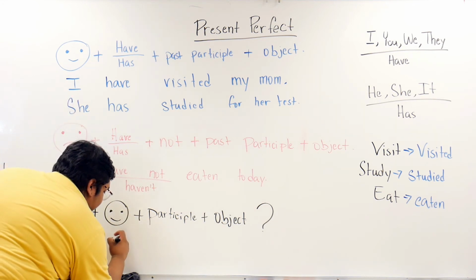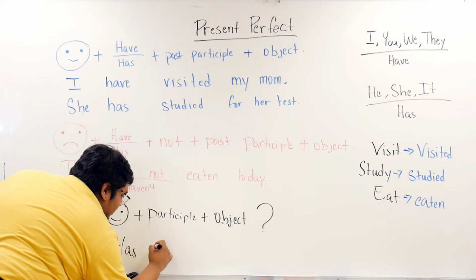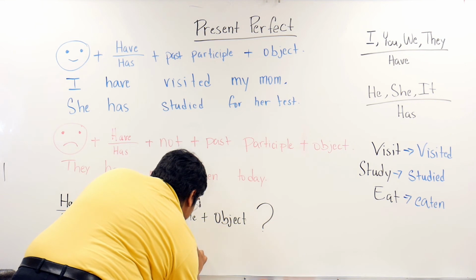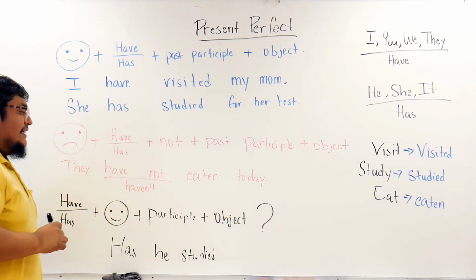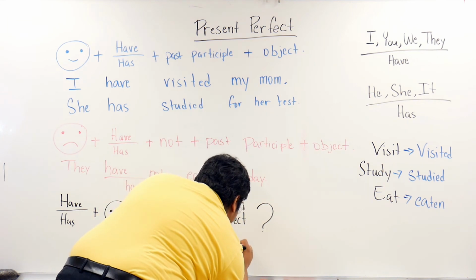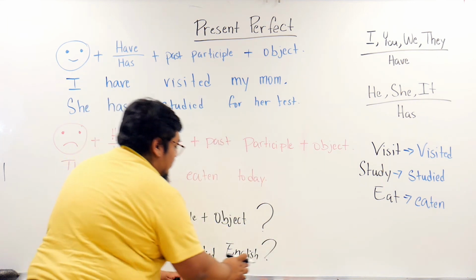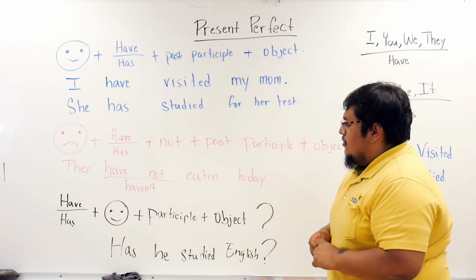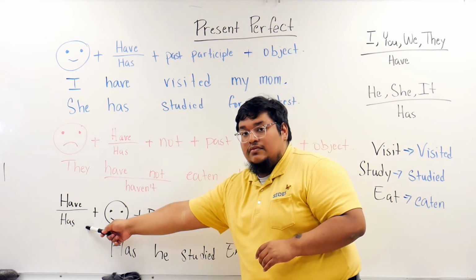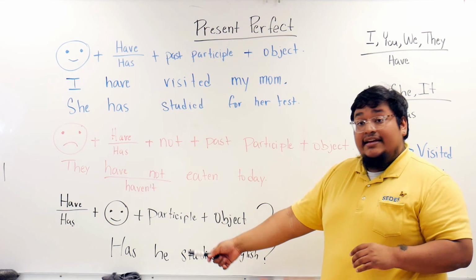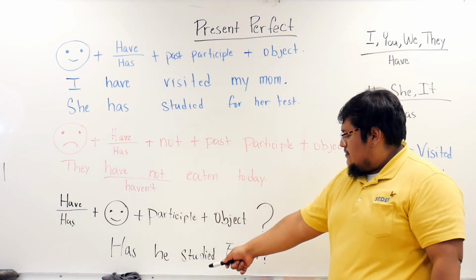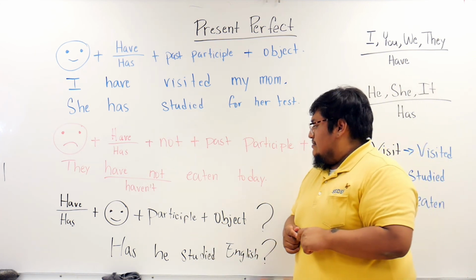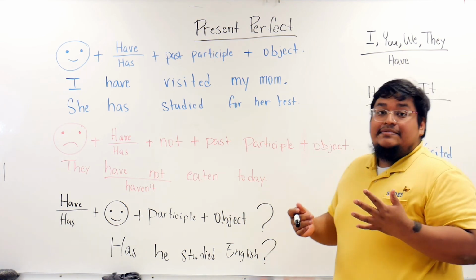So has he, okay, has he, let's say, studied. Has he studied English? And then my question mark, okay? So has he studied English? Does it follow my formula? Well, let's look. Has, okay, my auxiliary has. Then I have my subject, he, my past participle, which is studied, and then I included my object, which is English. So yes, it's good. It follows my formula.